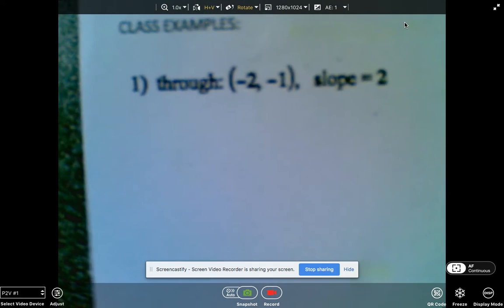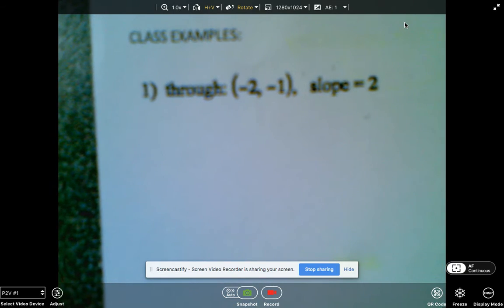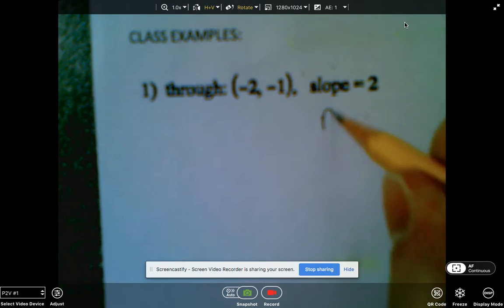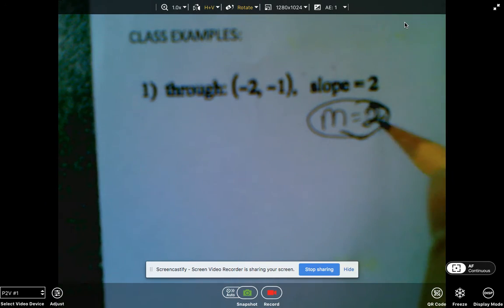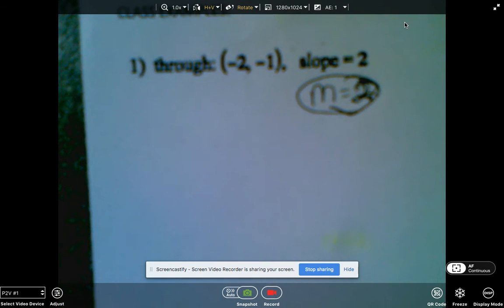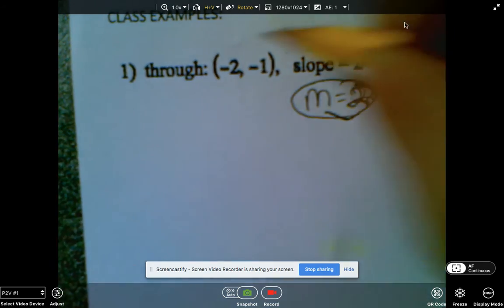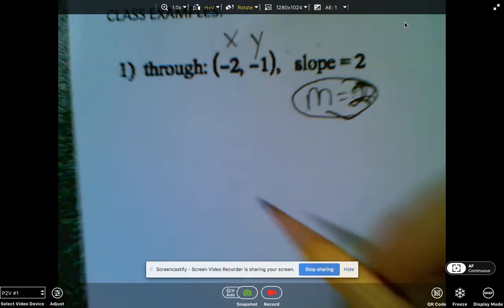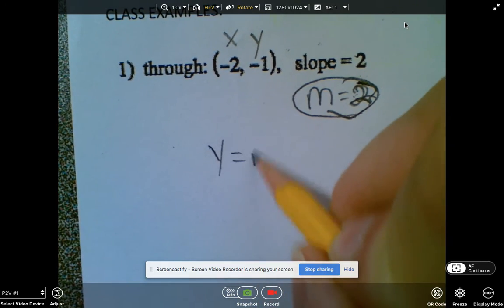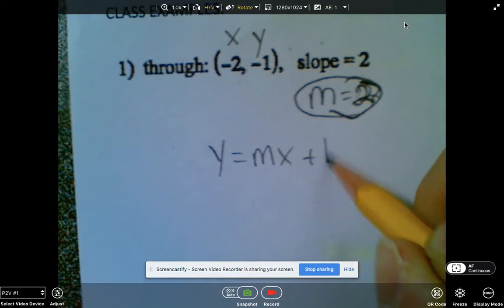Sorry about that. All right, so the slope's already given to you, so you can just label that right away. You have m equals 2. Now I have to label my x and y. So this is x, and this is y. And now I can just write the equation out, y equals mx plus b.